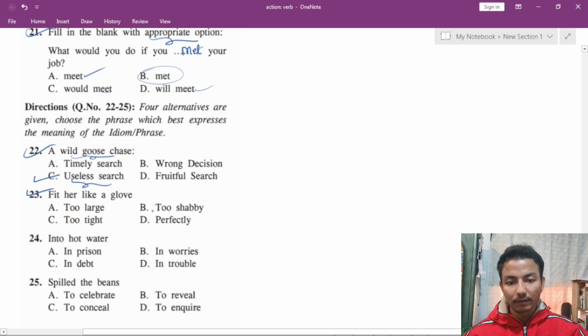Fit her like a glove. The correct answer here is perfectly. Next, into hot waters. The correct answer here is in trouble. Next, spill the beans. The correct answer here is to reveal. So for these kinds of idioms and phrases, you must learn it from a book or learn it online. You must learn it by heart. That is the only way to solve these kinds of questions.